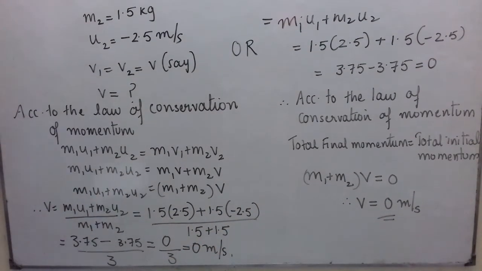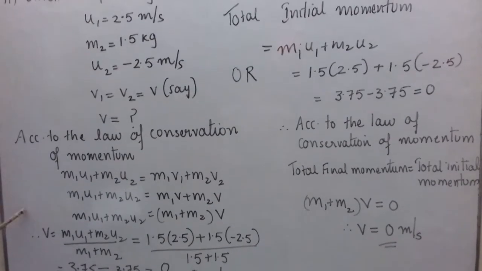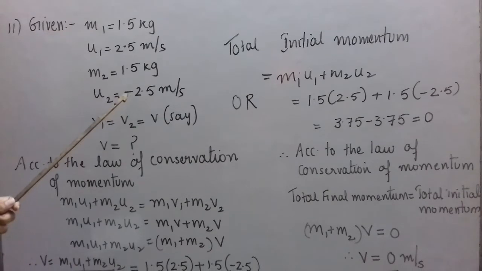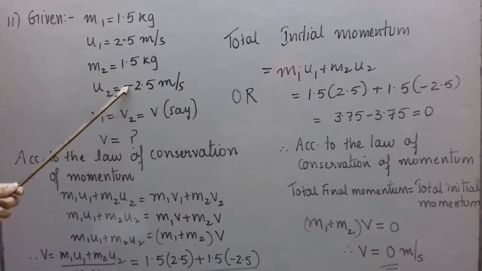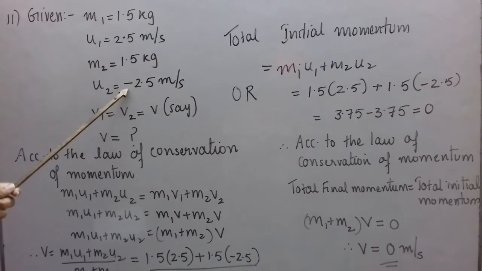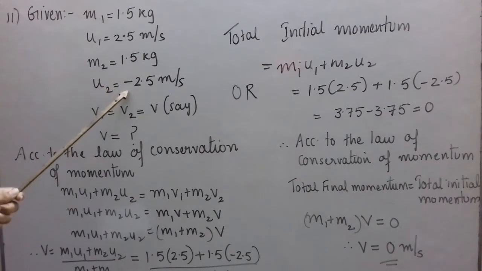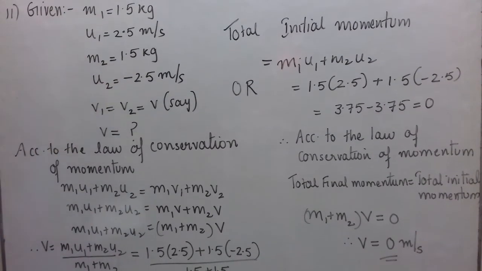I hope this numerical is clear to you. But the main thing which you have to remember in this numerical is this negative sign. Students do the mistakes here only. They don't take it negative and hence the sum goes wrong. Otherwise the numerical is very simple.